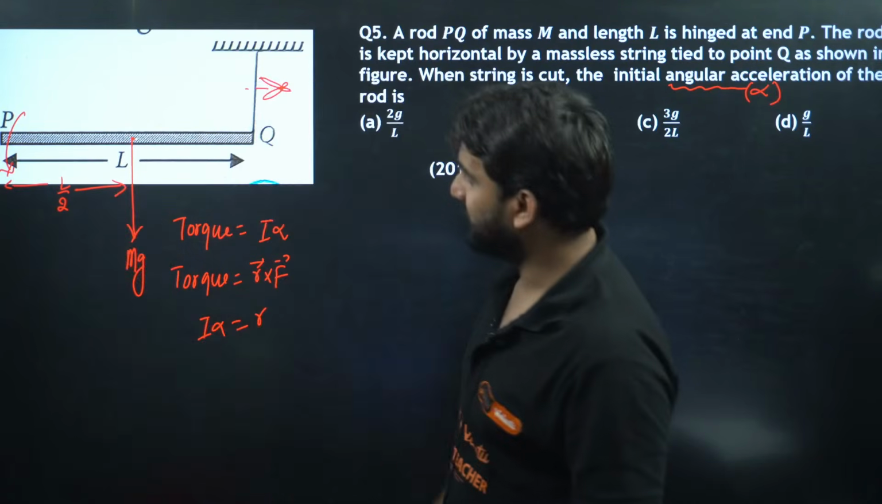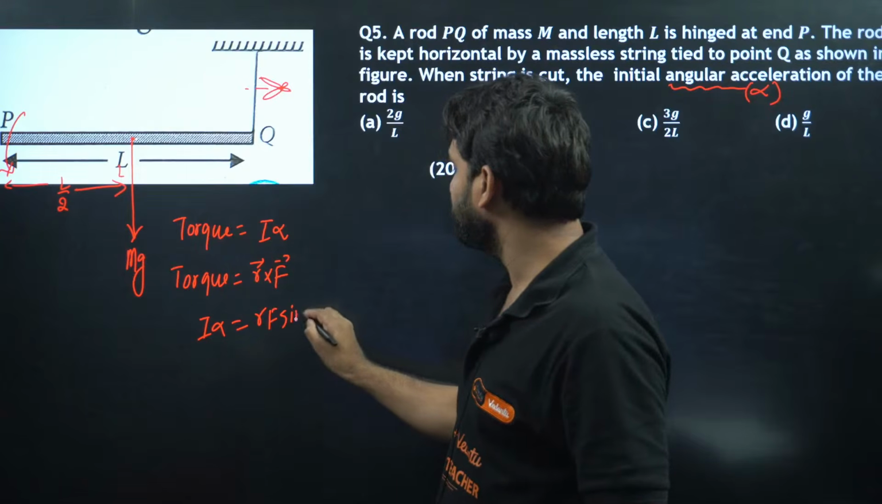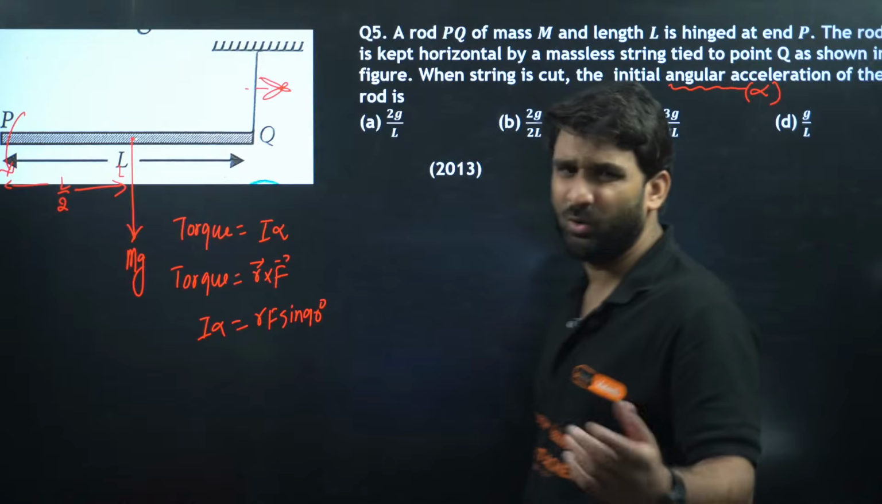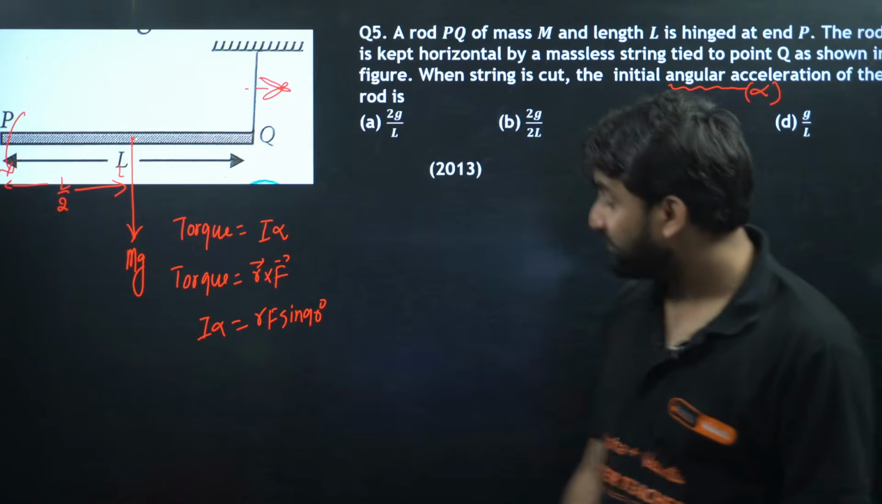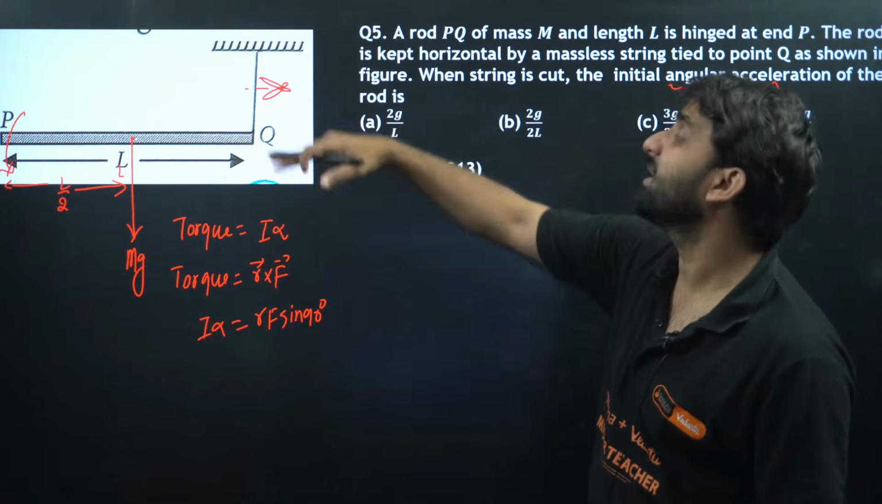Right? And the angle here is 90 degrees, so we can write sine 90. Sine 90 is of course equal to 1, so we can ignore it. Now, we are talking about a rod, this complete thing is a rod.